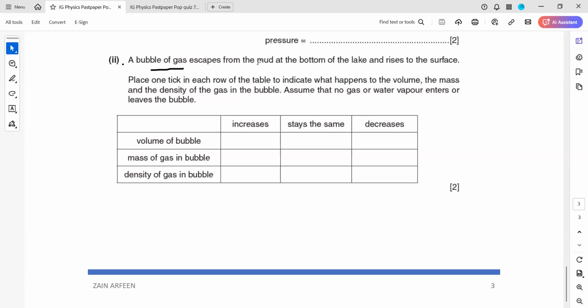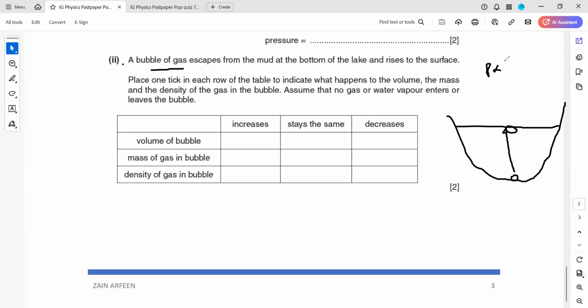A bubble of a gas escaped from mud. Even this question I gave in the thermal physics test as well, if you remember. A bubble of a gas escaped from mud at the bottom of a lake and rises to the surface. Pick one tick in each row of the table to indicate what happened to the volume.